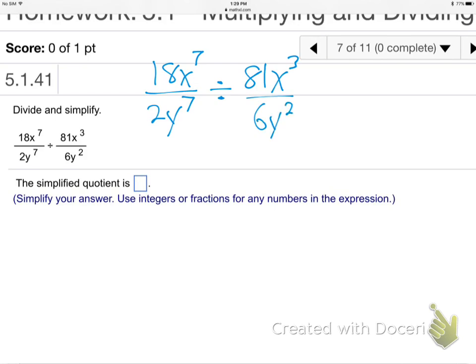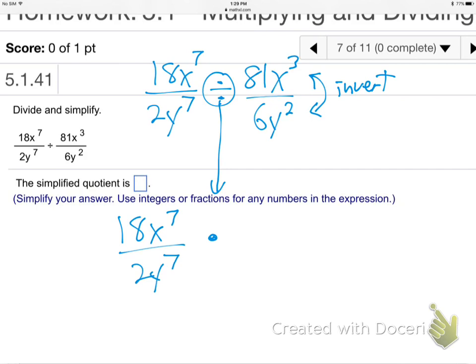Okay, what do you do with dividing? Yeah, you flip, and it's got to be the one on the right. You flip the one on the right. We call it invert and multiply. So invert the one on the right and change divide to times. The left one doesn't flip. The left one stays as it is. But the one on the right flips: 6y squared over 81x cubed.